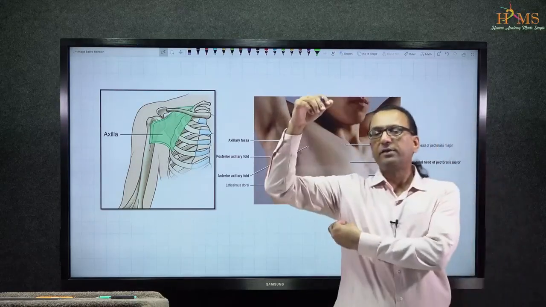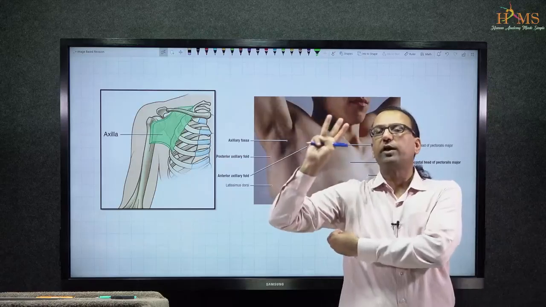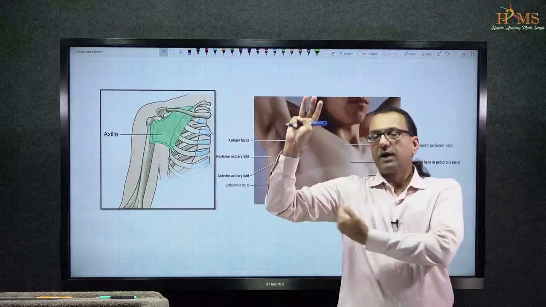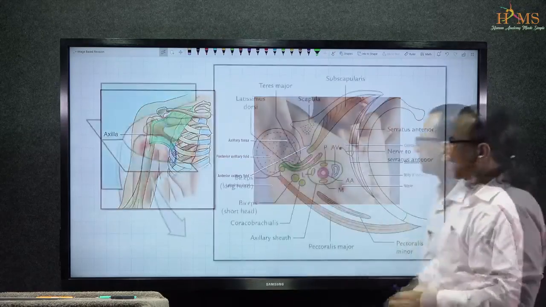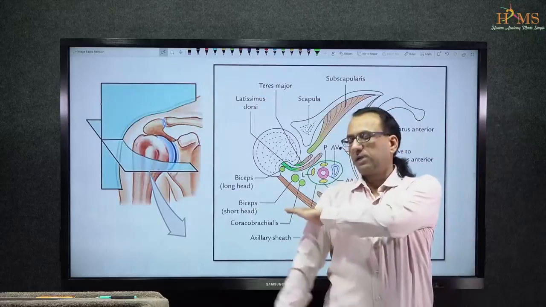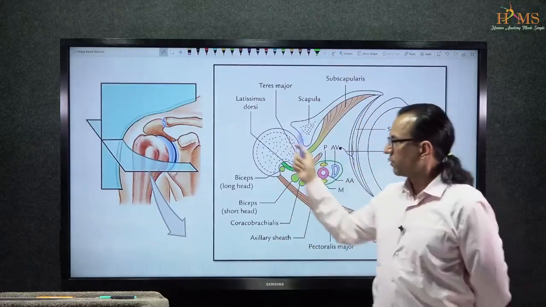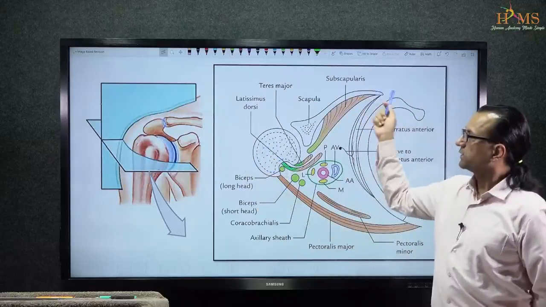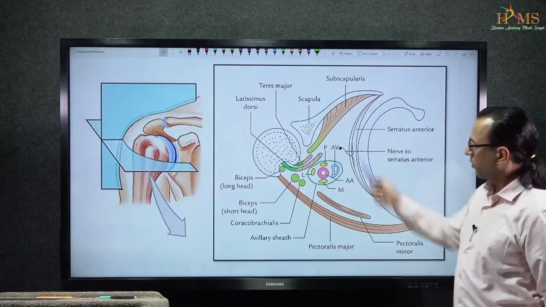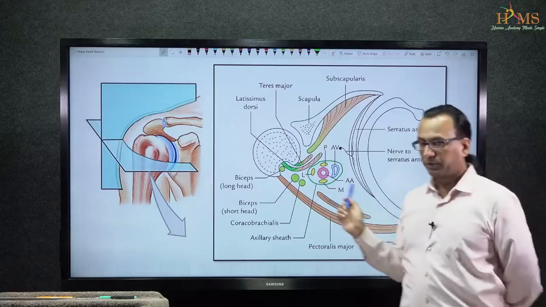Then there will be the axillary artery. Related to the axillary artery, you have three cords of the brachial plexus: lateral, medial, and posterior cord. Here we have taken a section of the axilla like this, and you can find the lateral bone is the humerus bone, the posterior bone is the scapular bone, and the medial bone is the ribs.